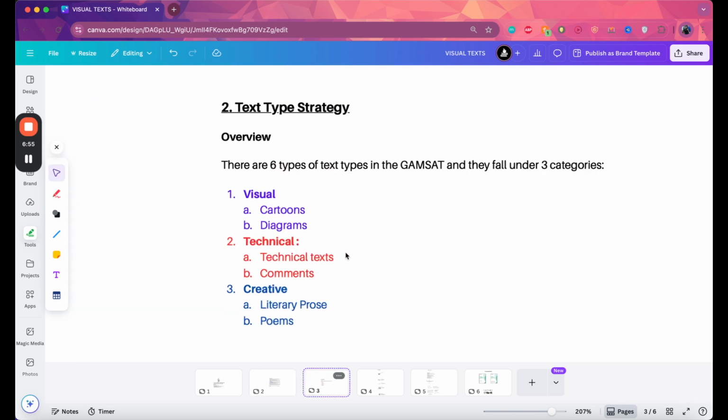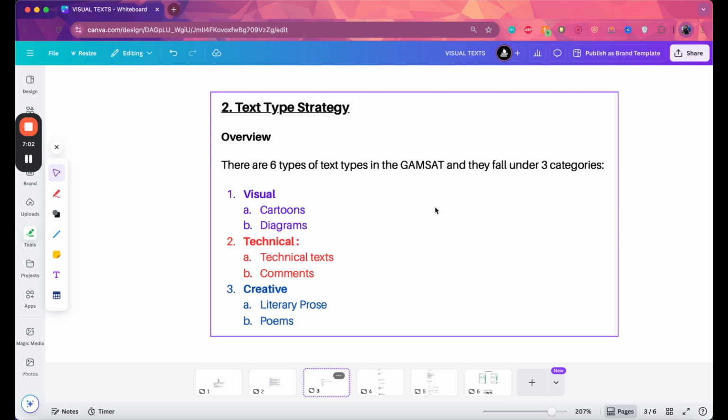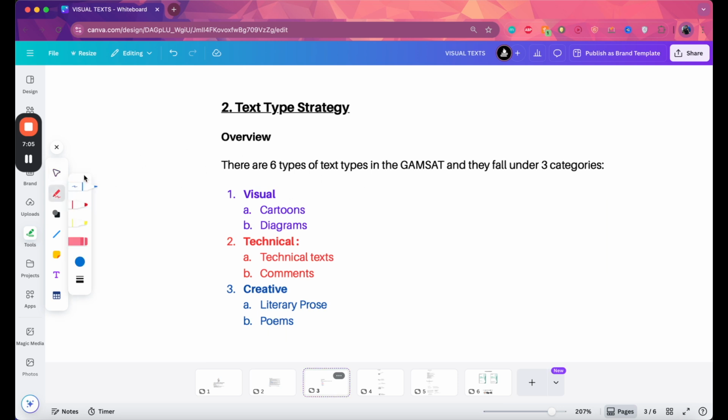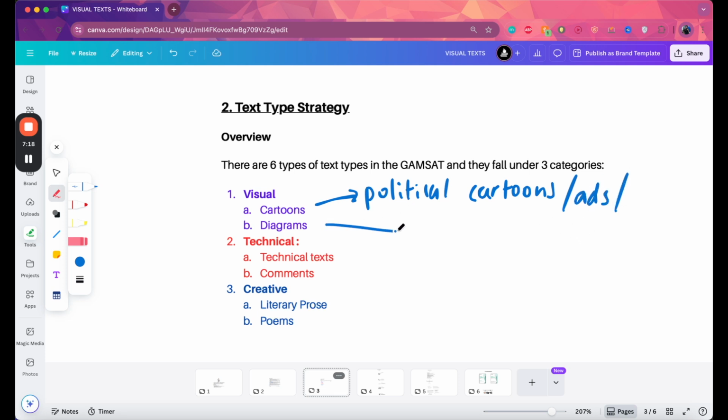So in terms of text type and strategy, there are 6 different text types in the GAMSAT in section 1, and they fall under 3 categories. So you have the visual text. This is your cartoons, this is your diagrams. Cartoons are usually political cartoons. Sometimes it's advertisements, but they'll give you some sort of cartoon, or it could even be comics. Diagrams could be, well, it could be anything. There's a very broad range of things that they can give us for the diagrams.